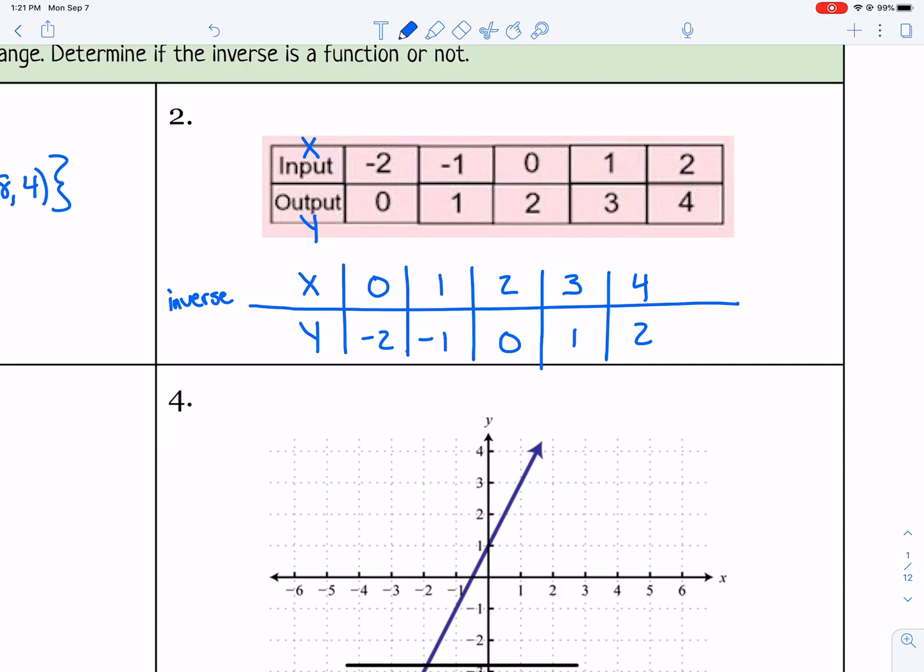So notice for each x, you're checking to see if you have a unique y value. So 0 goes with -2, but no other x value would go with -2. 1 goes with -1, 2 goes with 0, 3 goes with 1, and 4 goes with 2. So each x has a unique y, so we would say, yes, this is a function. And if we listed out our domain, I'm just going to write it at the top, it would be the x values. So 0, 1, 2, 3, 4. And the range is the set of y values. So -2, -1, 0, 1, and 2.